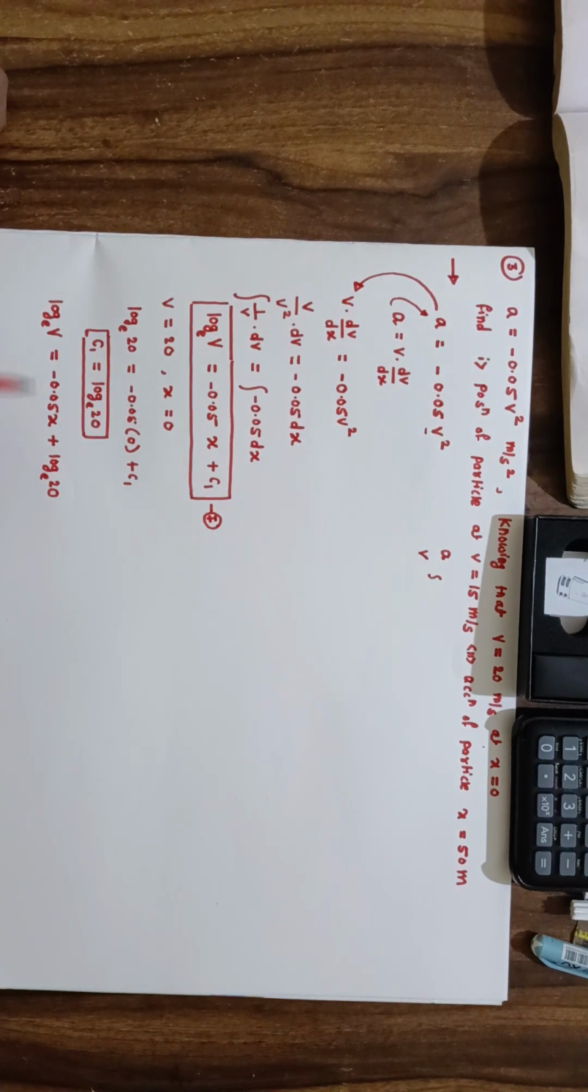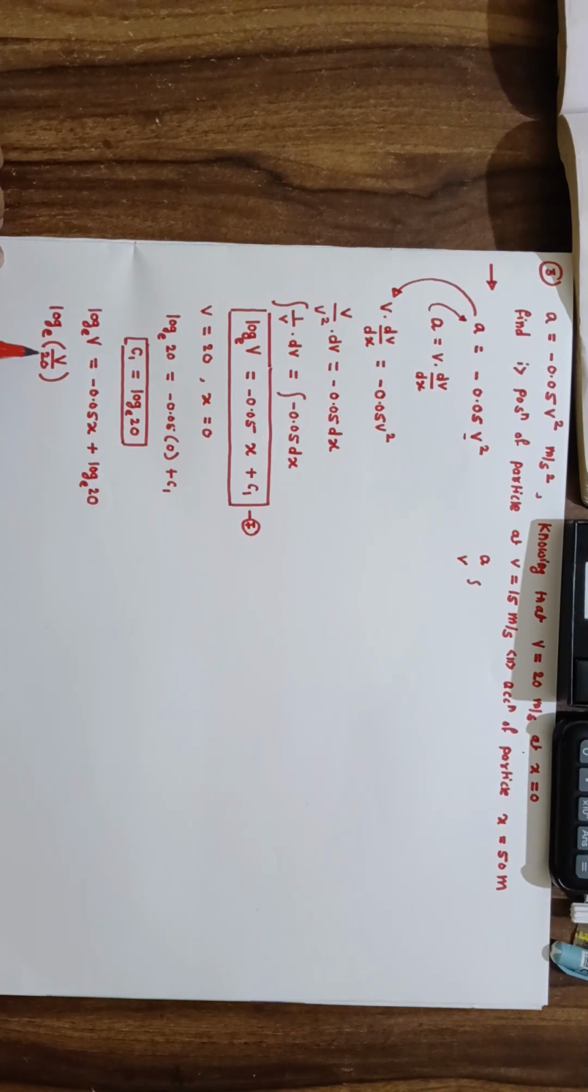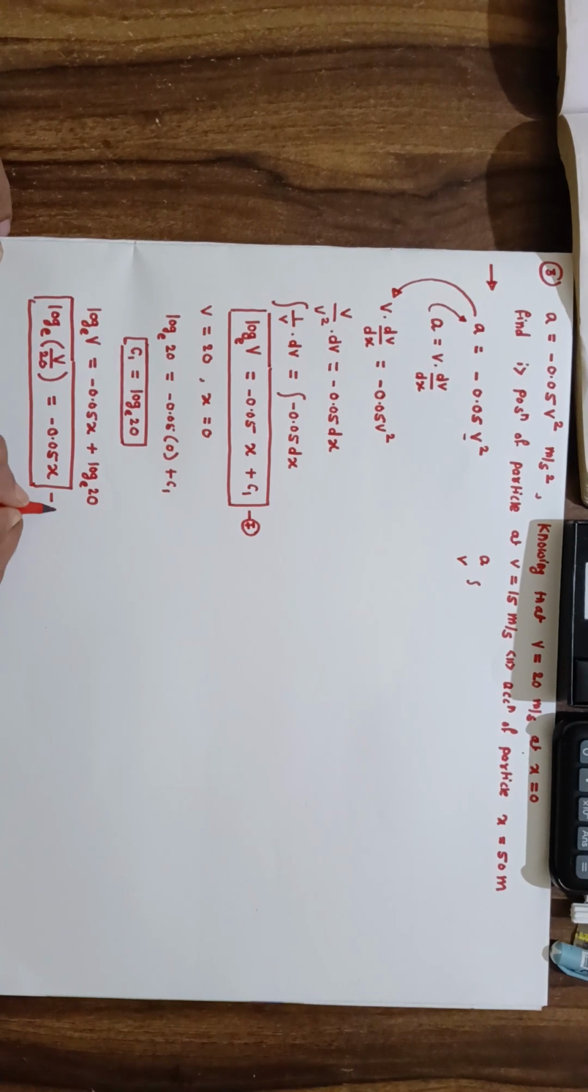Now you can take this log on the left side. So it becomes log to the base e, this is a minus, so we can write here v upon 20, because log v minus log 20, so we can write this as a fraction v upon 20. So this is equal to minus 0.05 into x. This is the final equation of velocity in terms of position. Consider this equation as the equation A.